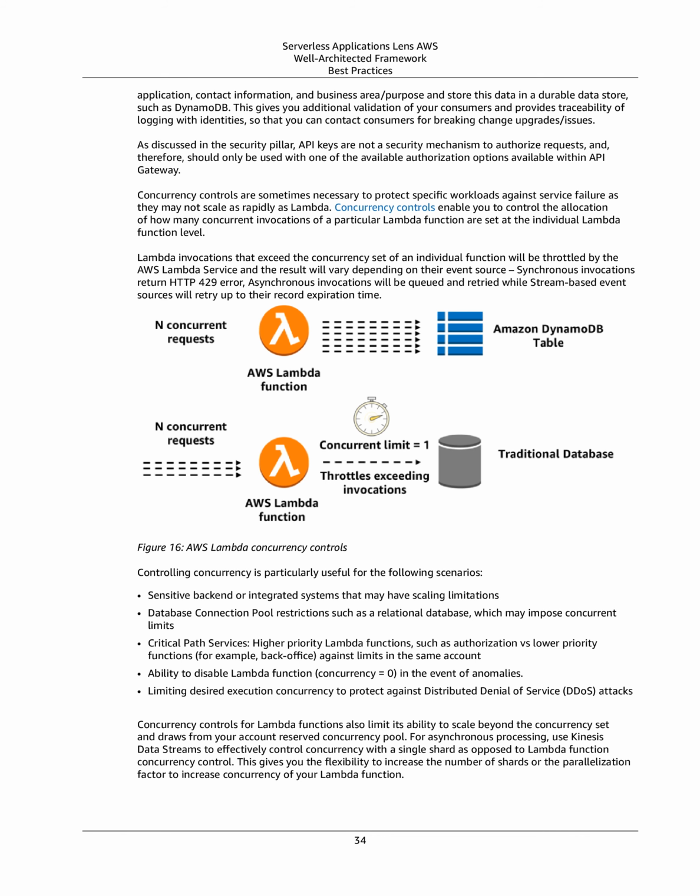Concurrency controls for Lambda functions also limit its ability to scale beyond the concurrency set and draw from your account reserved concurrency pool. For asynchronous processing, use Kinesis data streams to effectively control concurrency with a single shard, as opposed to Lambda function concurrency control. This gives you the flexibility to increase the number of shards or the parallelization factor to increase concurrency of your Lambda function.